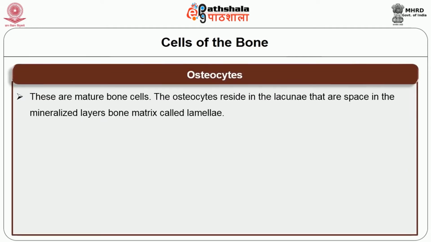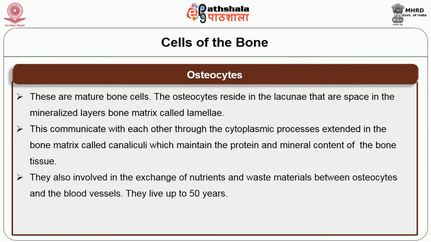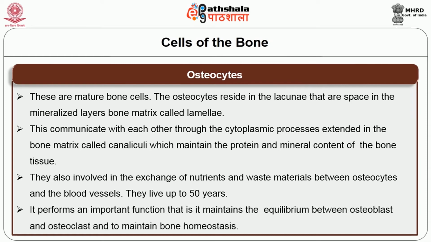The third one is the osteocyte. They are the mature bone cells. The osteocytes reside inside the lacunae. They are the space in the mineralized layers of bone matrix called lamella. Osteocytes communicate with each other through the cytoplasmic processes extended in the bone matrix, called canaliculi, which maintain the protein and mineral content of the bone tissue. They are also involved in the exchange of nutrients and waste materials between osteocytes and the blood vessels. They live up to 50 years. They maintain the equilibrium between osteoblasts and osteoclasts and maintain bone homeostasis.